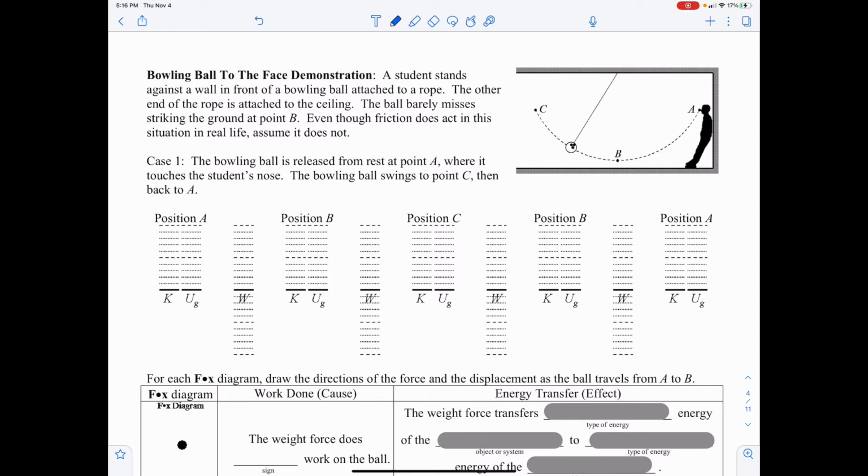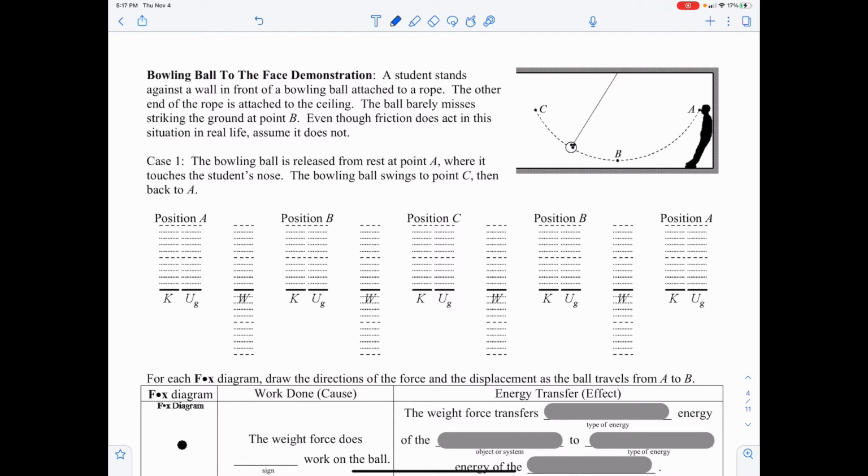Case 1. The bowling ball is released from point A, which is right in front of the student's nose, where it actually touches the student's nose. The ball swings all the way across to point C and then back to point A. It swings all the way over here and then all the way back. The ball is one gigantic pendulum.